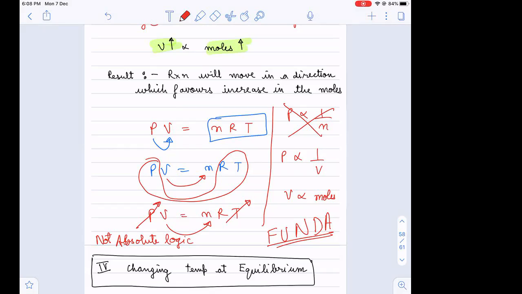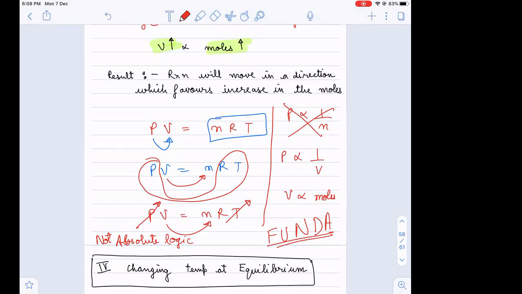Now your question should be, sir, if you are not going to consider the relation between pressure and moles, how will the pressure affect the equilibrium? I will say that we are going to see the relation only between pressure and volume, never between pressure and moles. Why? Because pressure has direct bearing on the volume, not on the moles, on the volume.